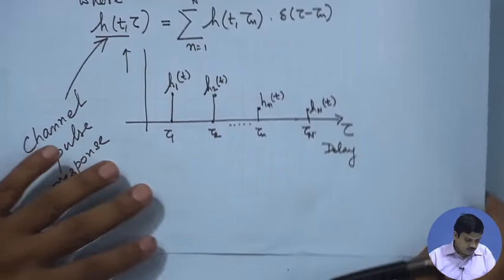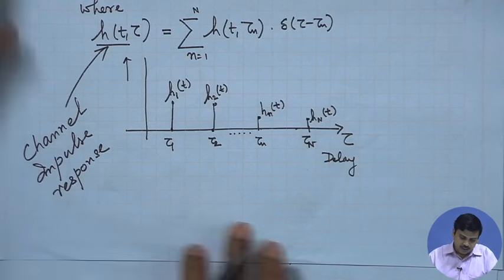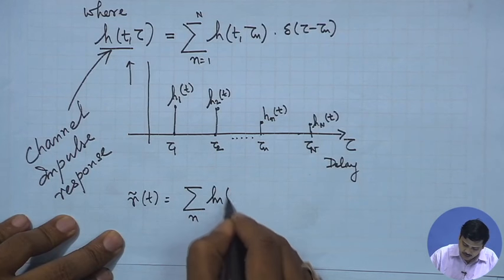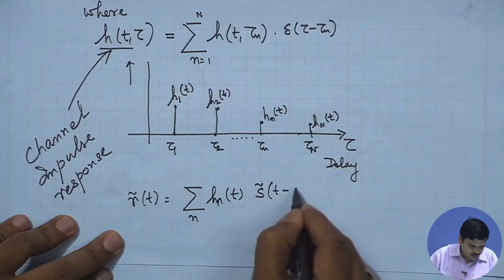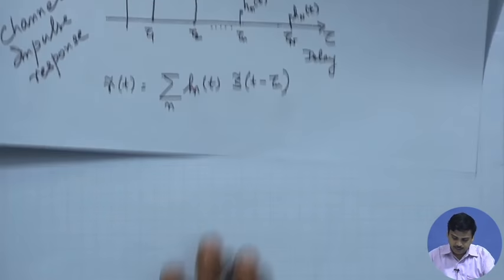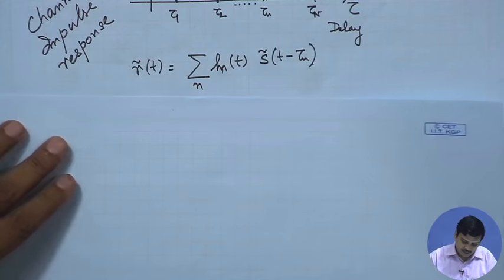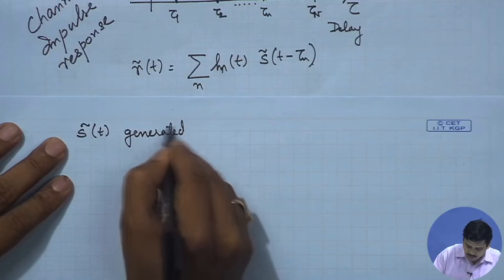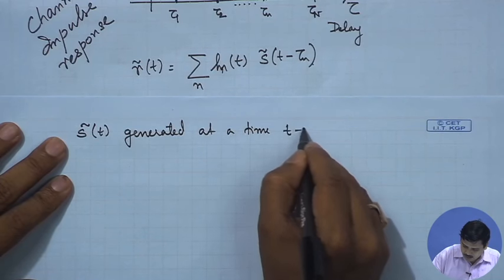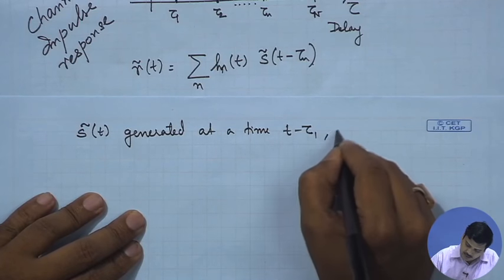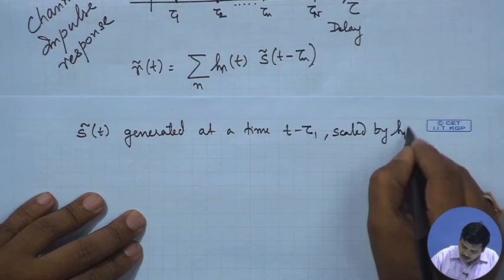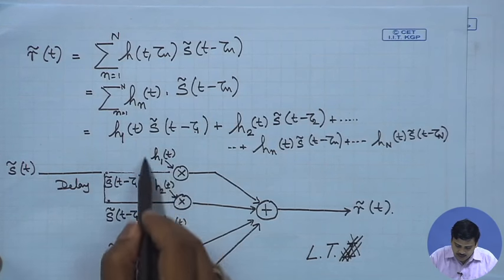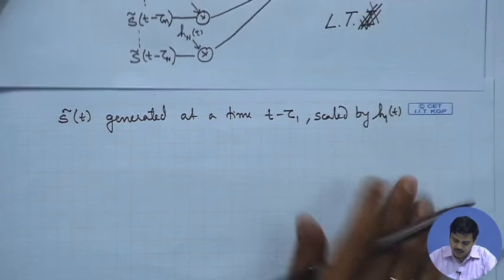So we could also look at this expression, that means R tilde t, which we have been writing, is equal to sum over n h n of t multiplied by S tilde t minus tau n. What we could also say is that as if we have the situation where the signal S tilde t, which is generated at a time t minus tau 1, let us say, and scaled by h 1 of t, right? That is what we are getting over here. If you see all this picture, generated at a time tau 1 before t, scaled by h 1 of t is added.